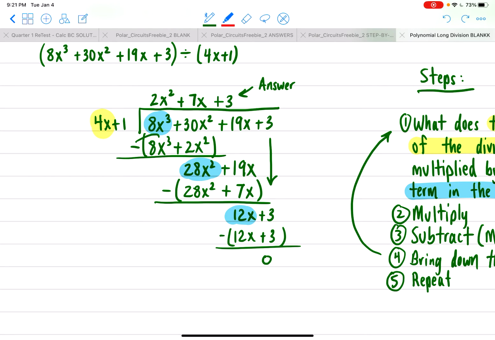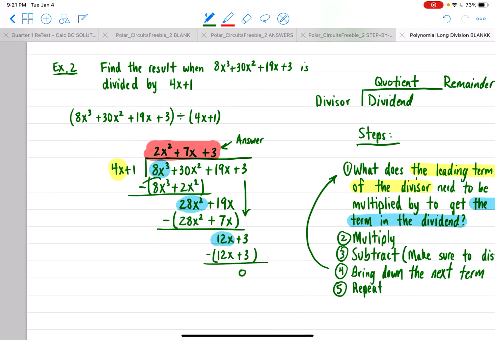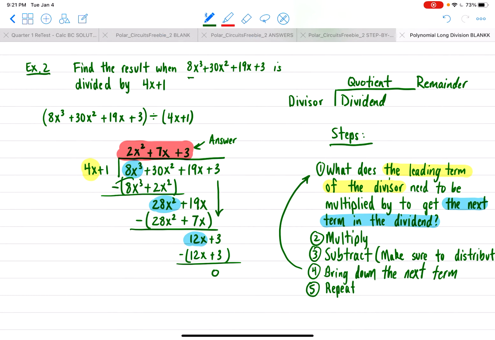Oh, just kidding. I'm going to erase it. Okay. So that is the result that you get when you divide 8x cubed plus 30x squared plus 19x plus 3 by 4x plus 1. Okay? That's how you do it.